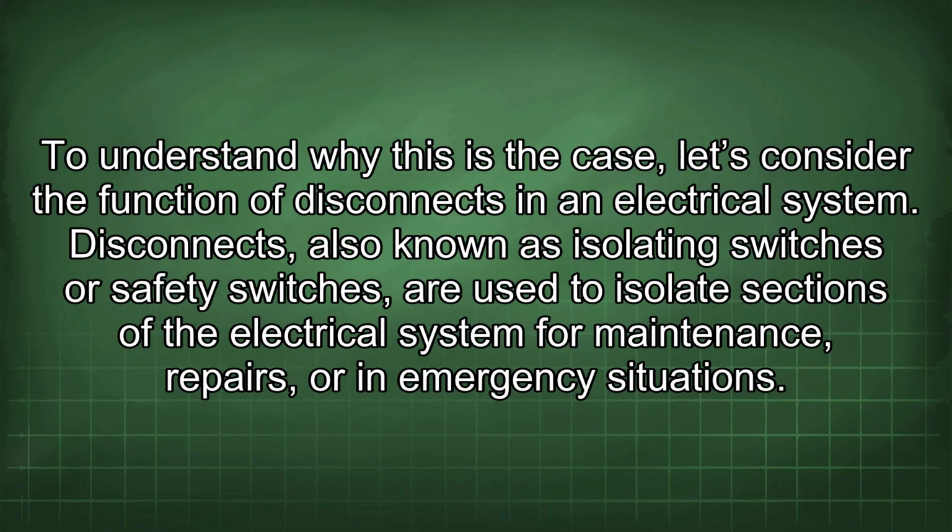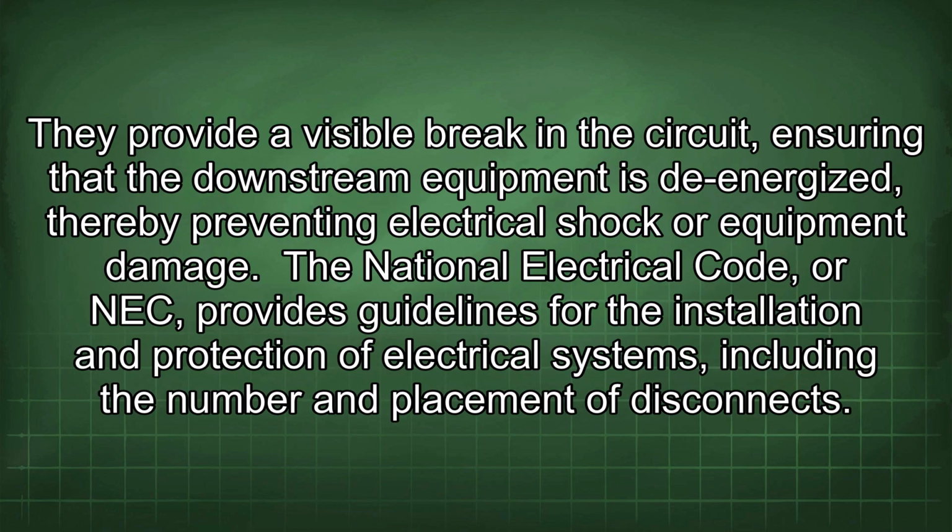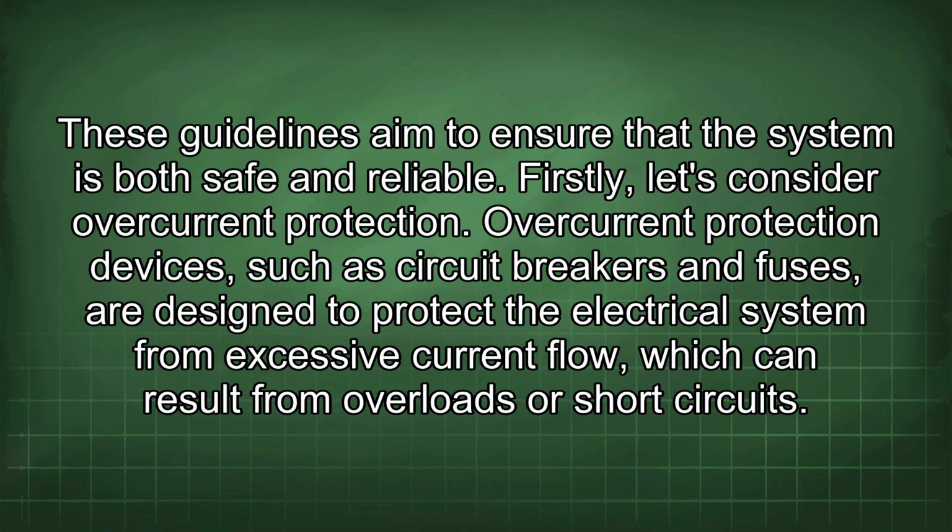To understand why this is the case, let's consider the function of disconnects in an electrical system. Disconnects, also known as isolating switches or safety switches, are used to isolate sections of the electrical system for maintenance, repairs, or in emergency situations. They provide a visible break in the circuit, ensuring that the downstream equipment is de-energized, thereby preventing electrical shock or equipment damage. The National Electrical Code, or NEC, provides guidelines for the installation and protection of electrical systems, including the number and placement of disconnects.